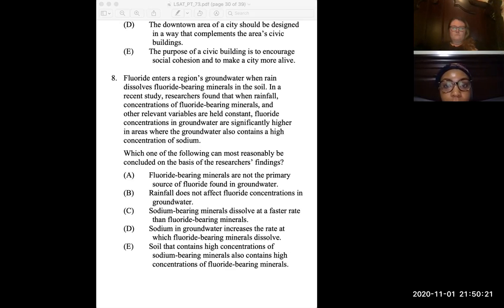So my prediction would be, if rain is what dissolves the fluoride-bearing minerals, then I feel like they're going to try to say something like rain also dissolves sodium minerals. My question is, if I asked you why the fluoride concentrations in groundwater are significantly higher in areas where the groundwater also contains high concentrations of sodium, what would you say to that?